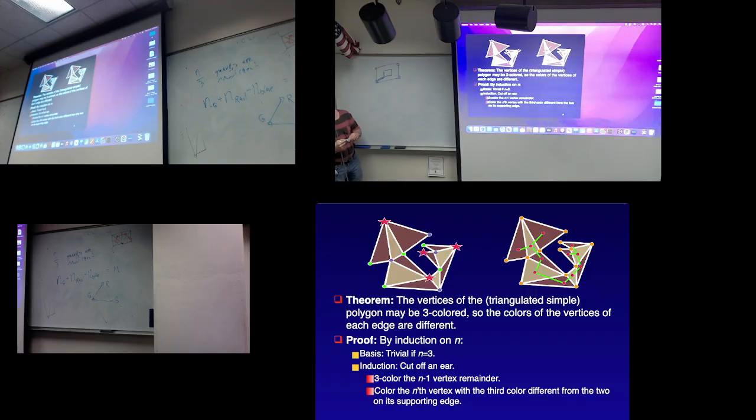How many faces does this polygon have? It has one face outside, one face inside. Okay. And if you have a polygon with several holes, then you can always do such a trick.